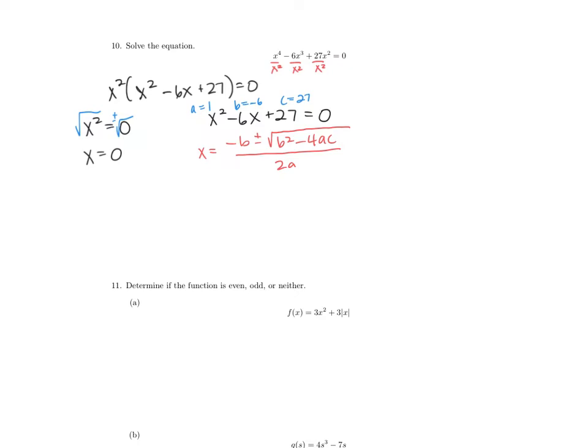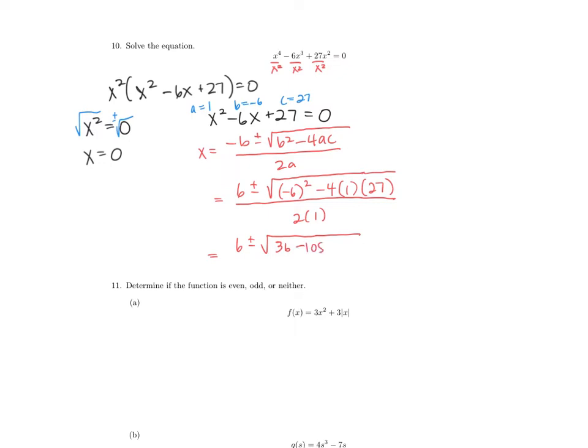So I'm going to plug everything in. So I have the opposite of b, so negative 6, that will be a positive 6, plus or minus b squared, so negative 6 squared, minus 4 times a, which is 1, times c, which is 27, all over 2 times a, which is 1. Okay, so now I'm going to have 6 plus or minus the square root. Negative 6 squared is a positive 36. And then you have negative 4 times 1 times 27. So that'll be minus 108 all over 2.